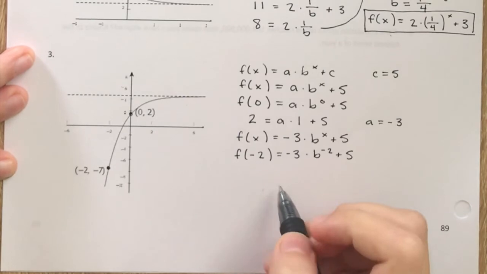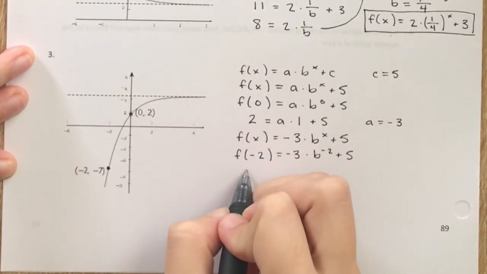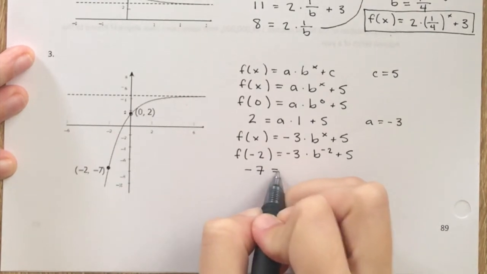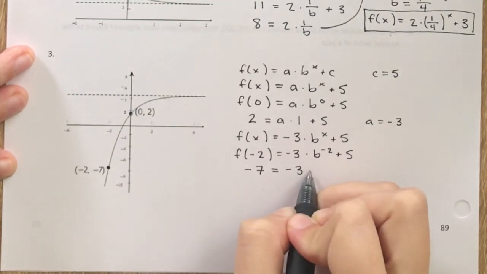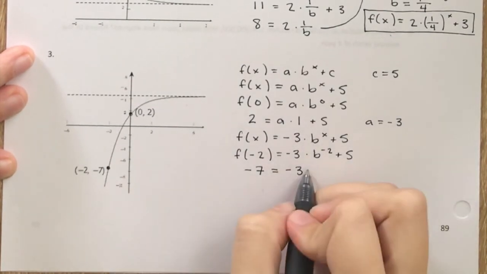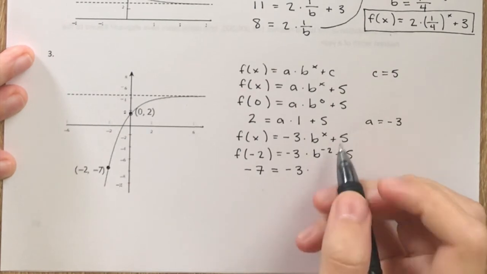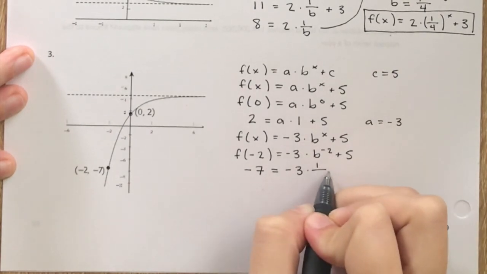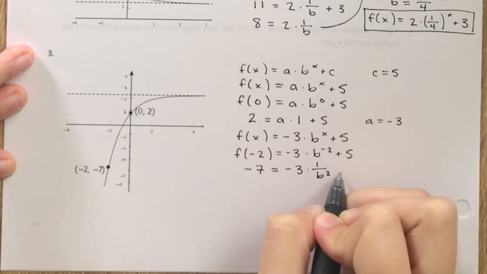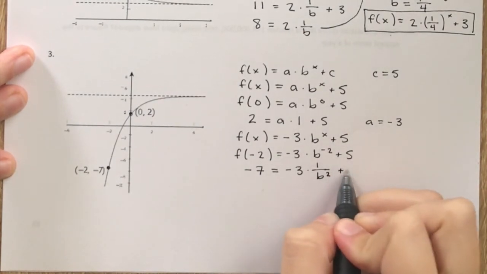So here we are working with negative 2, negative 7. F of negative 2 is negative 7, which equals negative 3 times b to the negative 2. B to the negative 2, remember, means that we need to take the reciprocal. So we have 1 over b squared, that's one of our exponential rules, plus 5.